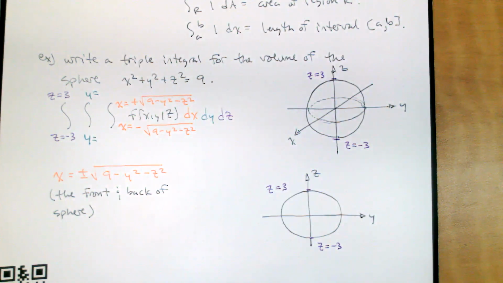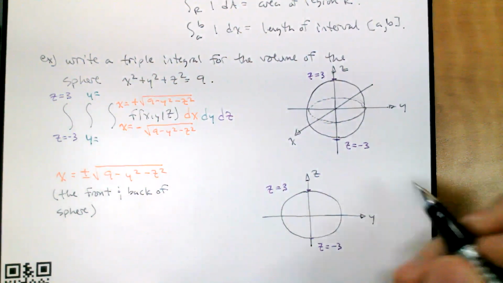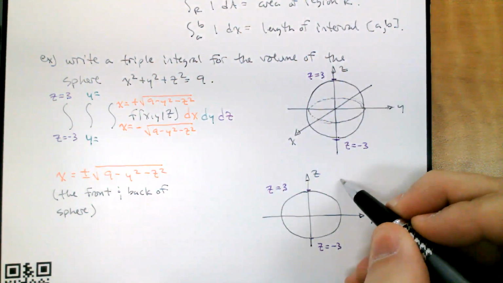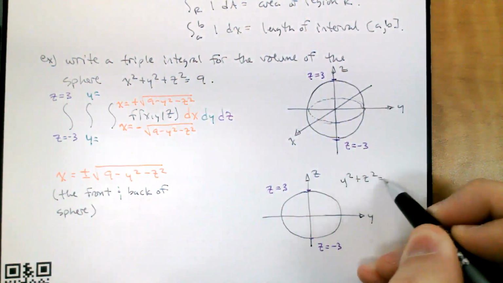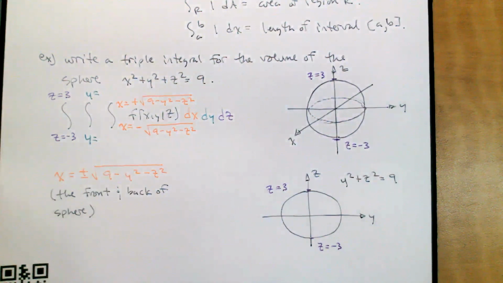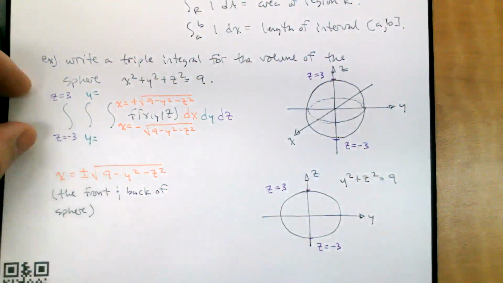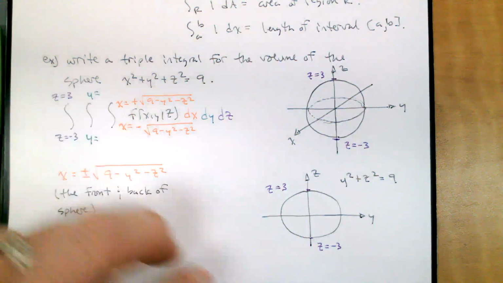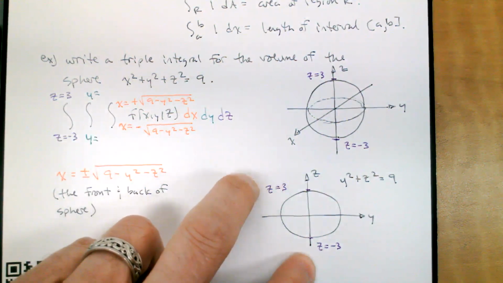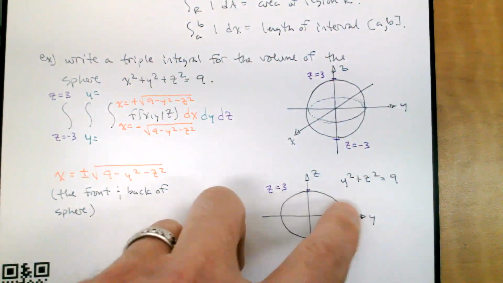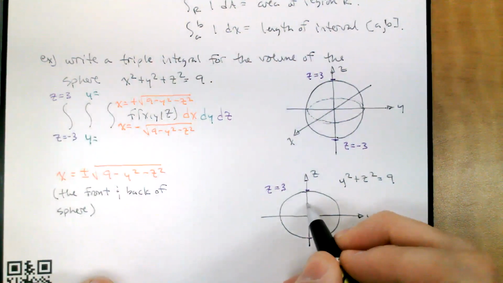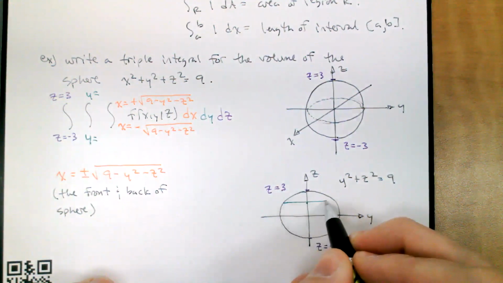If we look at this whole circle, this is just the circle y squared plus z squared equals 9. It's a circle of radius 3. So ignoring the x value, this is y squared plus z squared equal to 3 squared. Remember how we set up what y is between. For all the values of z between -3 and 3, for a generic value of z, what is y between?